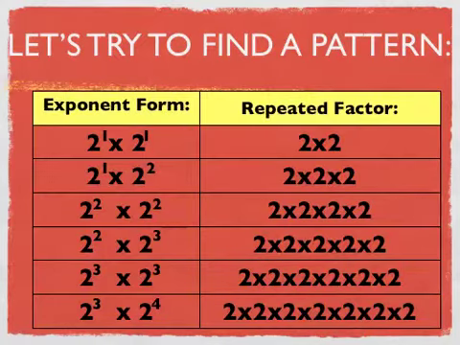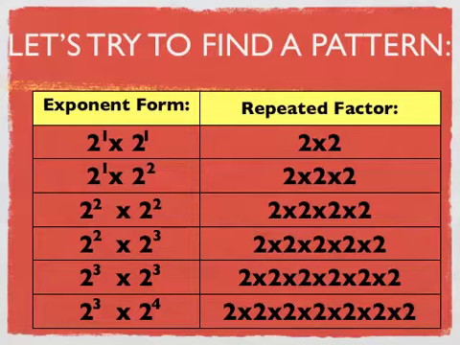I've gone ahead and made this table, and it asks you to find a pattern. So in exponent form, in the first row, I have 2 to the first power times 2 to the first power. The next row, I have 2 to the first power times 2 squared. Then I have 2 squared times 2 squared, and so on. You can just take a minute and look at this table, see if you can find a pattern.